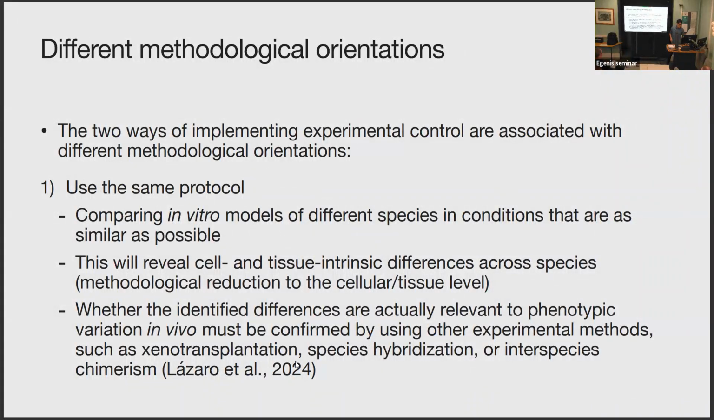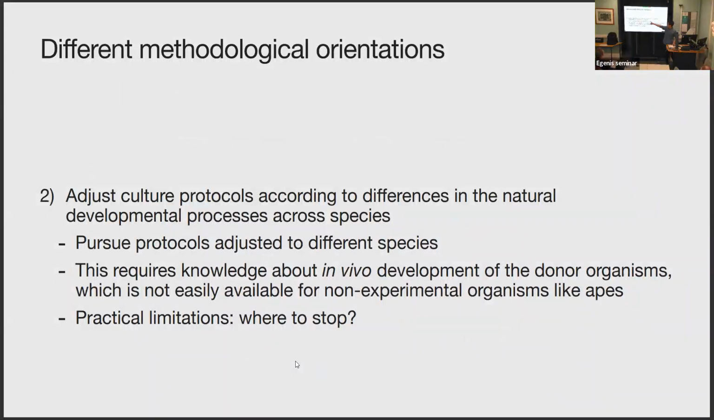In contrast, the second option, adjusting culture protocols according to differences in the natural developmental processes across species, will pursue protocols adjusted to different species. Doing this requires knowledge about in vivo development of the donor organism, which is not easily available, as I've said, for non-experimental organisms like apes. So it's easier to establish such adjusted protocols for organisms like mice and zebrafish, and harder for organisms like apes.